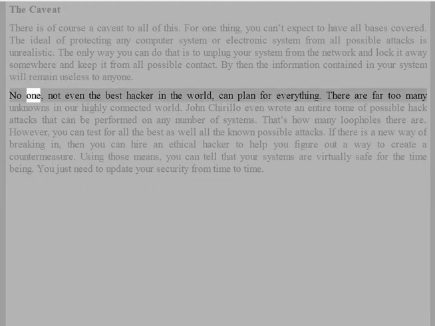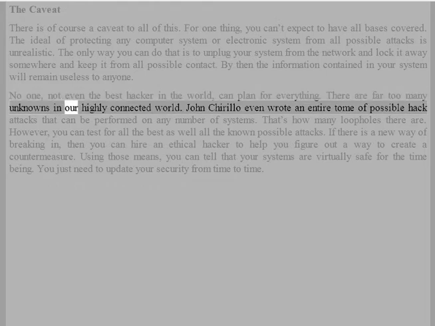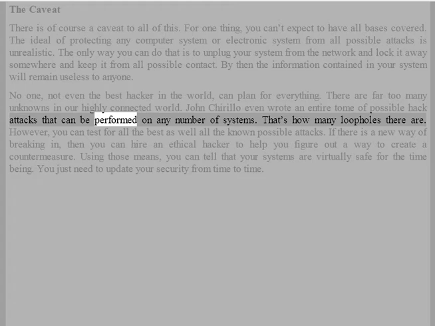No one, not even the best hacker in the world, can plan for everything. There are far too many unknowns in our highly connected world. John Chirillo even wrote an entire tome of possible hack attacks that can be performed on any number of systems. That's how many loopholes there are.